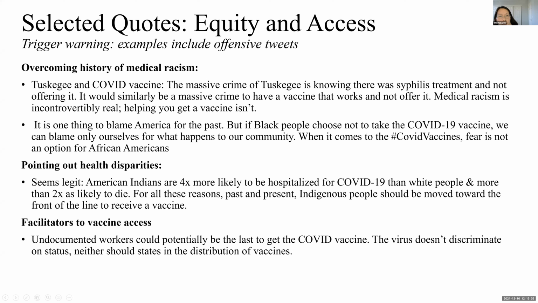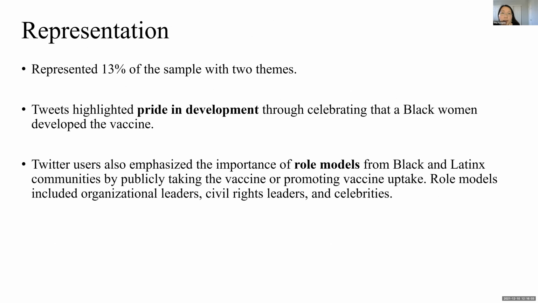Tuskegee and COVID vaccine. The massive crime of Tuskegee is knowing there was syphilis treatment and not offering it. It would similarly be a massive crime to have the vaccine that works and not offer it. Medical racism is real. Helping you get the vaccine, is it? So it shows the complex issue of racism, but also the importance of having the vaccine be accessible to people of color. And then discussions about undocumented workers and the need to facilitate access for certain populations.